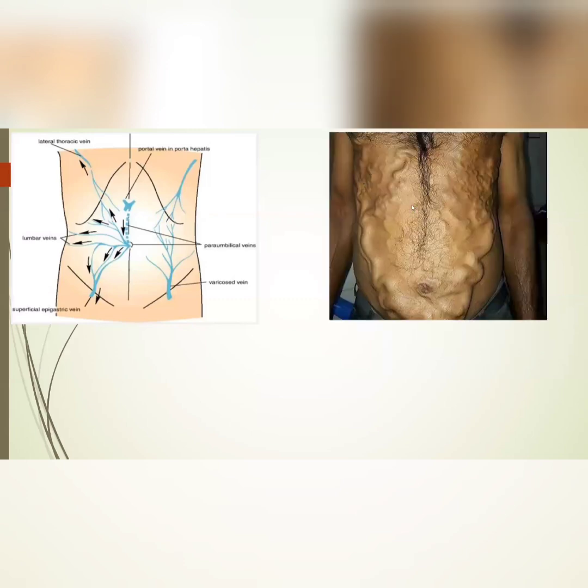So there is a set of veins known as para-umbilical veins. You can see it here in the diagram, radiating from the umbilicus. Para-umbilical veins are actually communications between the systemic vein and the portal vein. If the portal circulation is affected, the veins around the umbilicus get dilated, and this condition is called caput medusae.